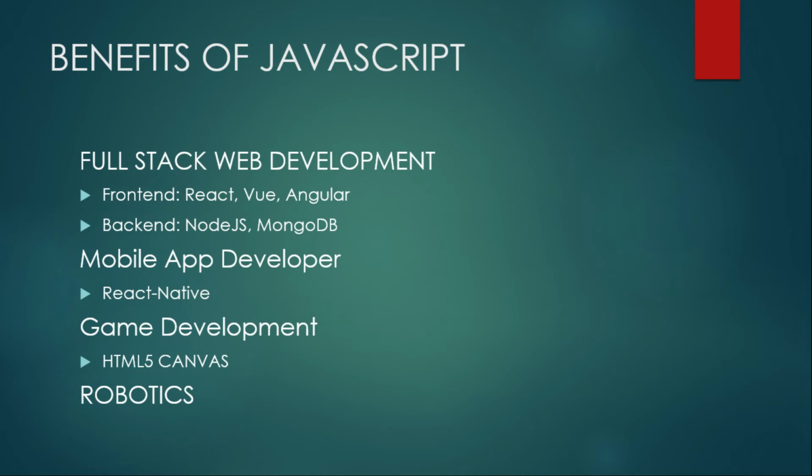Again, you can also be a game developer. You can use HTML5 canvas to develop games. Then you can also go into robotics, because Node.js is now being installed in robots to run JavaScript code. So you can go into robotics and program robots.